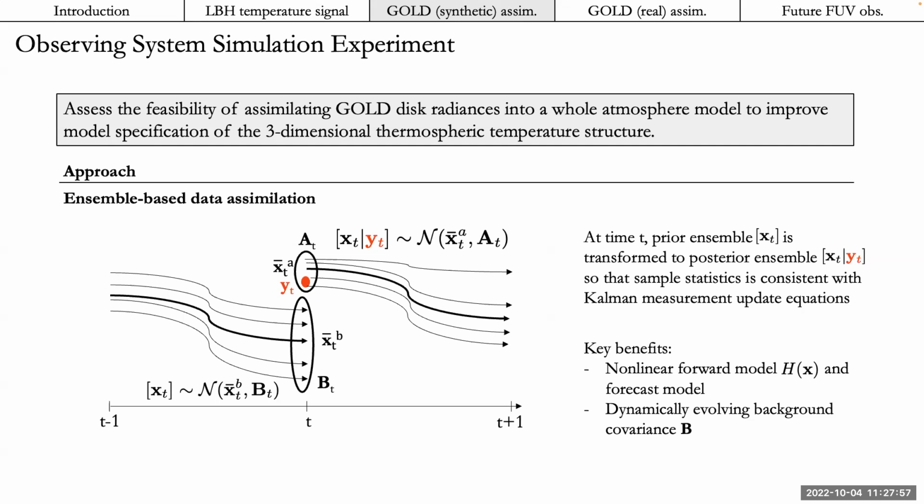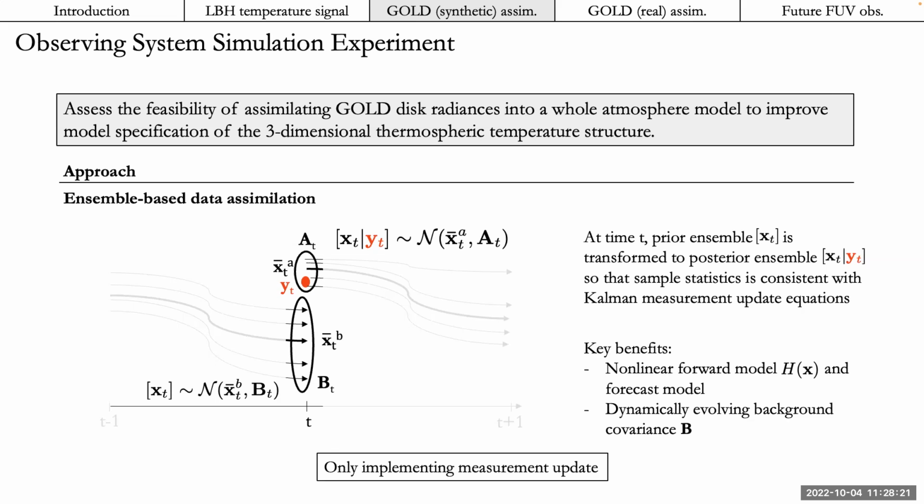Some key benefits of ensemble data assimilation are the use of a nonlinear forward model, that is, in our case, the LBH forward model. We don't have to necessarily linearize this model, and we can use a nonlinear forecast model. With that, our background error covariance is dynamically evolving. Data assimilation is typically implemented as a cyclical process between a forecast and measurement update step, but the focus of this work is right now only on a single measurement update step, and that's important to keep in mind.